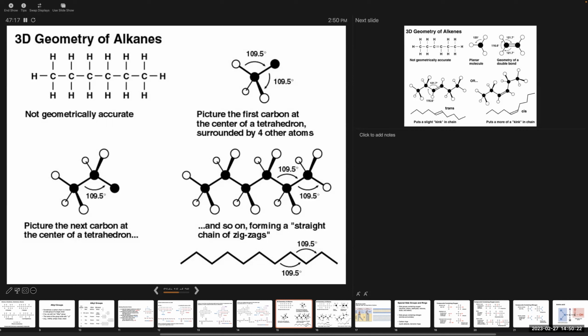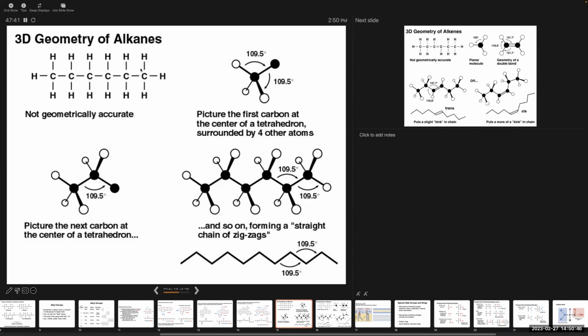But at that time, we didn't know very much about the 3-dimensional arrangement of atoms in molecules. In fact, we knew very little at that time. So they knew which atom was bonded to which other atom, but they really didn't know anything about what the atoms looked like in 3 dimensions, or what the molecules looked like in 3 dimensions. So these simplified Kekule drawings are not geometrically accurate. They're not meant to be.